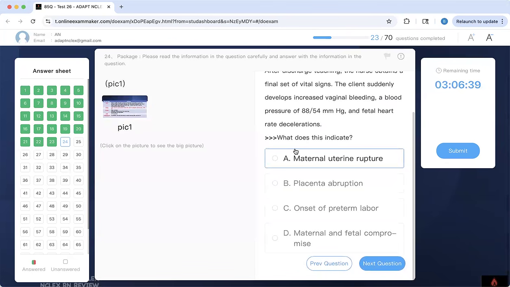What would you do? What does that mean? Is this a uterine rupture? Is it placental abruption? Is it the onset of preterm labor? Or is this maternal and fetal compromise? What condition do you think is happening?